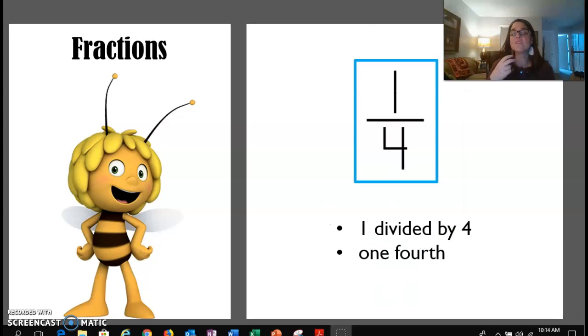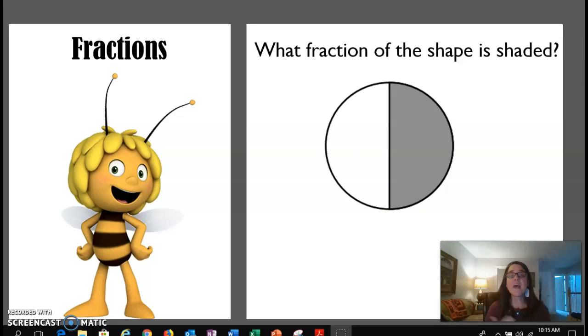So again, there are 2 ways to say this fraction. We could say 1 divided by 4, or we could say one-fourth. Not one-four, but one-fourth. Notice there is a TH at the end of that fourth. So we could say 1 divided by 4, or we could say one-fourth of the shape. Let's take a look at another shape.